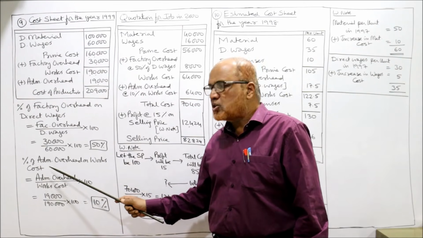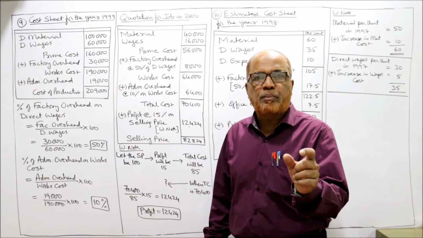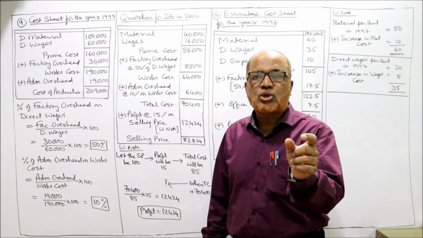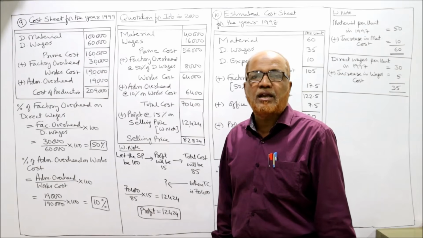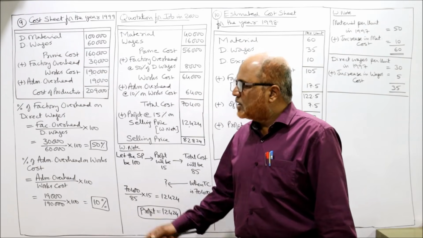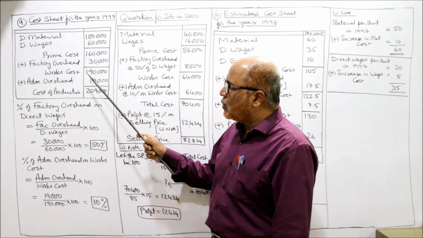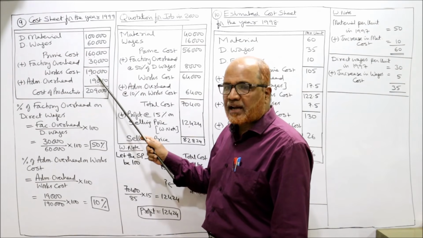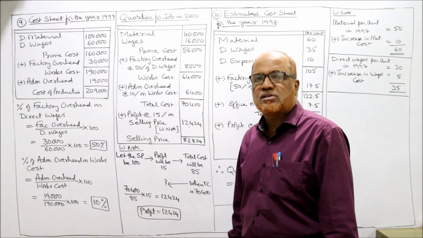Secondly, percentage of administration overhead on works cost. We make a relationship between administration overhead and works cost. This is also one of the rules, principles in cost accounting, right? So administration overhead, how much? 19,000. And works cost is how much? Works cost 1,90,000. So 19,000 by 1,90,000 into 100, 10%.